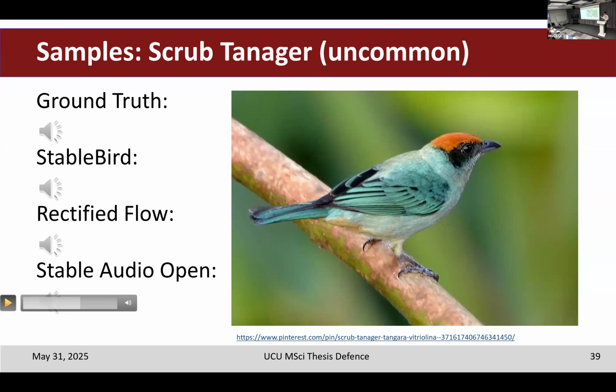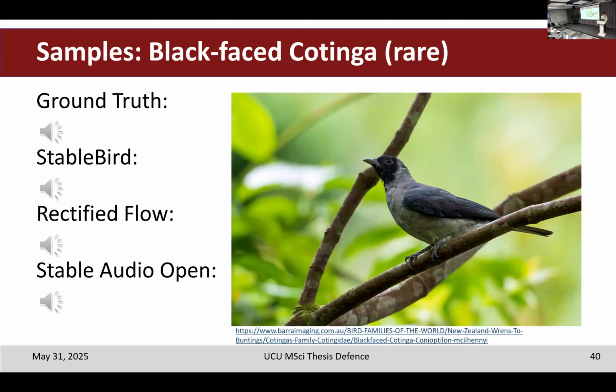So the pattern remains. Both fine-tuned models don't mix this species with other species, and probably in this case, rectified flow even has a more reliable generation, but maybe it is just too long for this bird's characteristics. And finally, a rare species called black-faced cotinga.